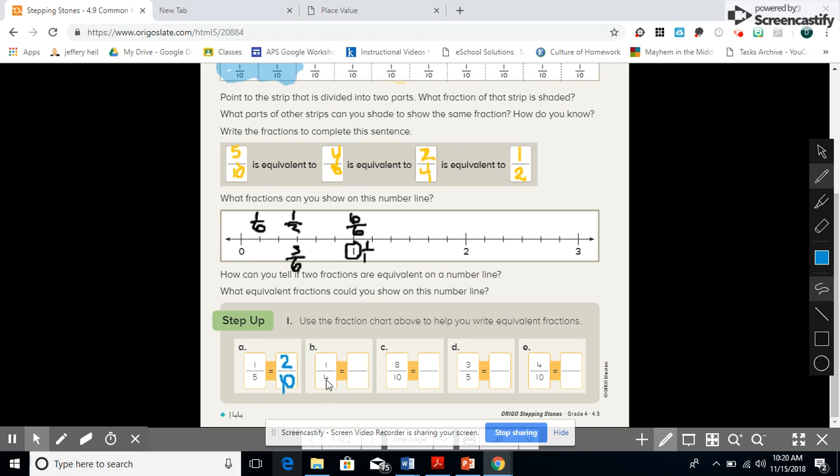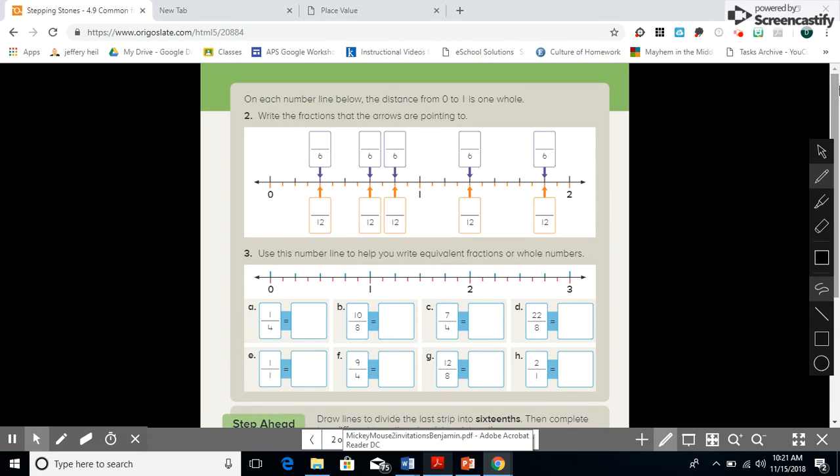Another way to find equivalent fractions if you don't have a chart like this is to multiply both the numerator and the denominator by the same number. So I can multiply these both by 2. 2 times 1 is 2, and 2 times 4 is 8. So 2/8 is equivalent to 1/4. I want you to do C and D and E on your own using the fraction chart or this strategy right here. And we are going to go to page 2.